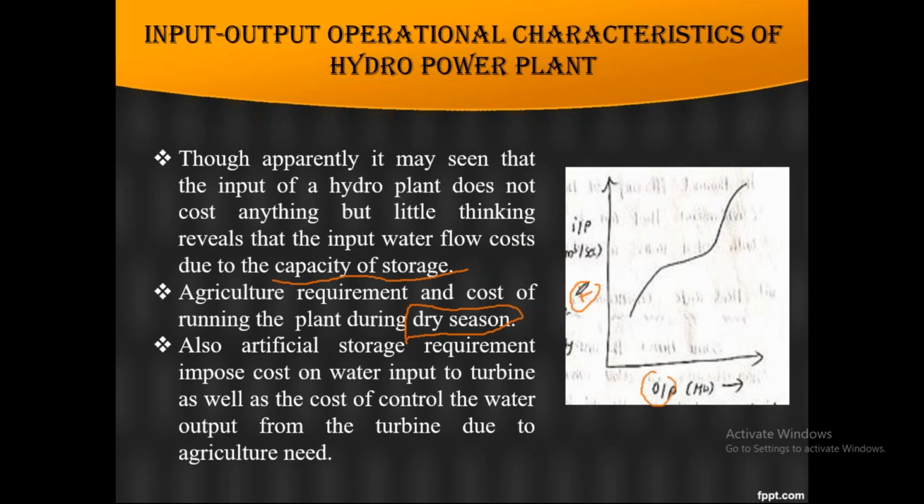When these two are compared, we can find what the performance of a particular unit is. So those are the parameters involved in the hydro power plant. Every power plant characteristic should be taken like this: on the y-axis you take the input and on the x-axis you take the output.